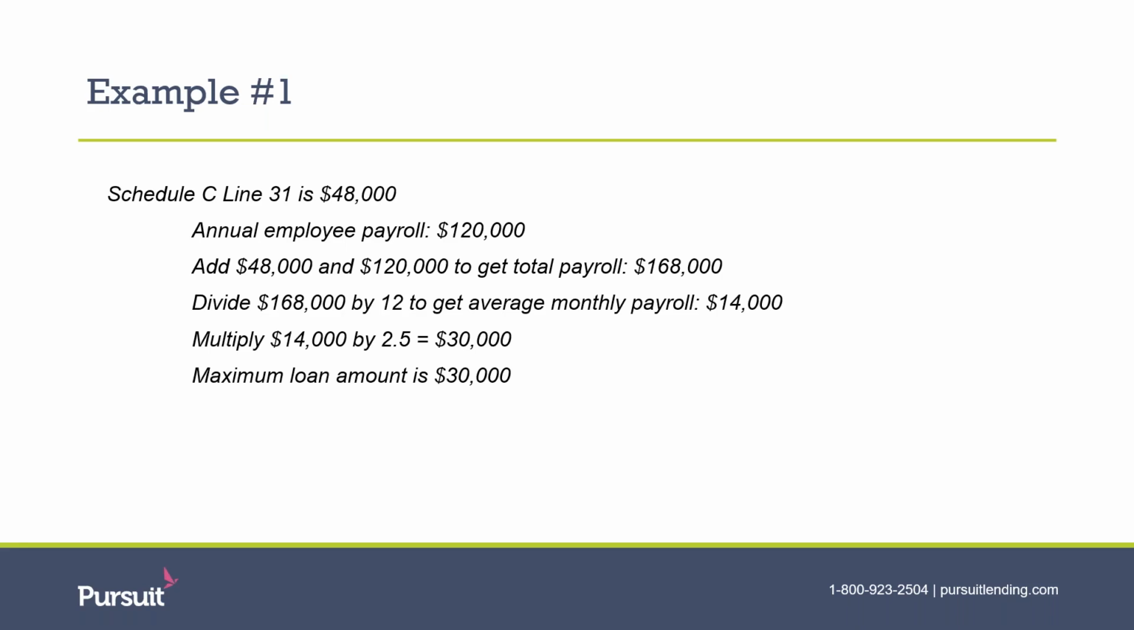To get our average monthly payroll, we will divide this by 12, which in this case equates to $14,000. To calculate our maximum loan amount, we will take the average monthly payroll of $14,000 and multiply it by 2.5 times in this example to get a maximum loan amount of $35,000. Had this business been in the food service or accommodation industries with a NAICS code beginning with 72, the average monthly payroll could be multiplied by 3.5 times to garner a larger maximum loan amount.